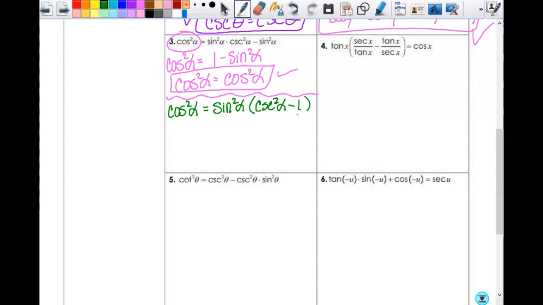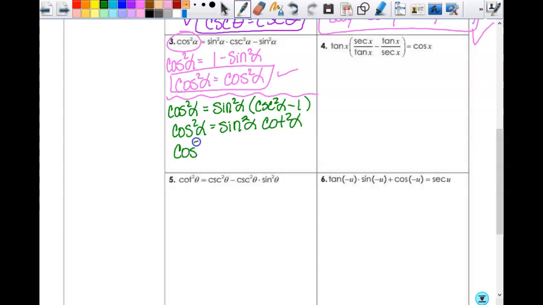Again, look at the pink paper. Those of you staring at the board and staring at me, you're never going to figure anything out. What can I substitute? Cotangent. So cosine squared alpha equals sine squared alpha times cotangent squared alpha. Right?